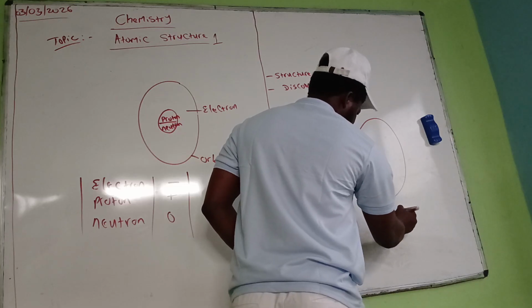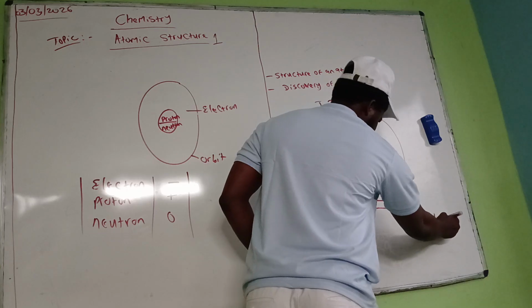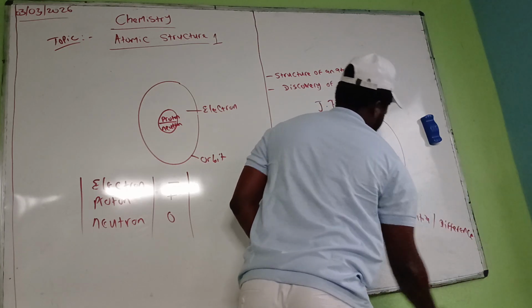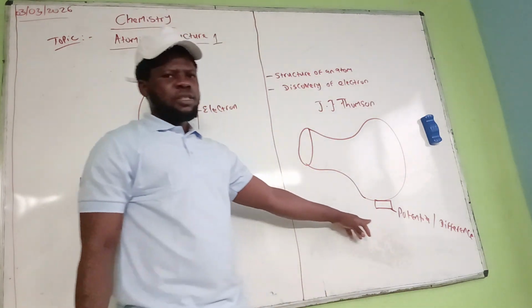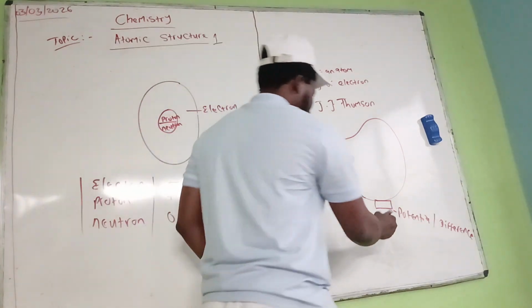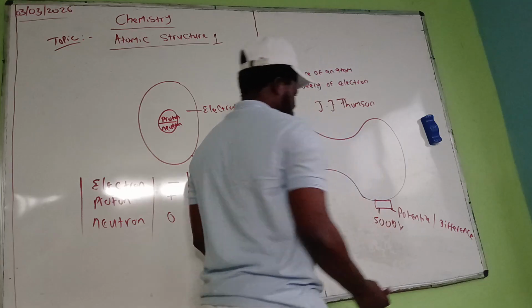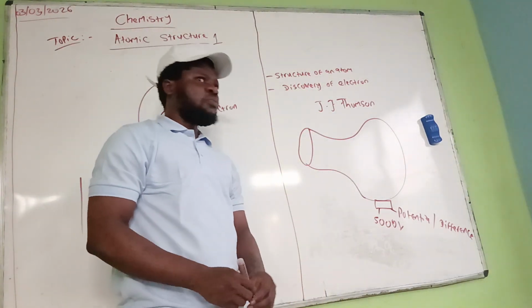He applied potential difference. So what he did is that he got a glass tube and he applied a potential difference of 5,000 volts at first. He applied the potential difference of 5,000 volts.